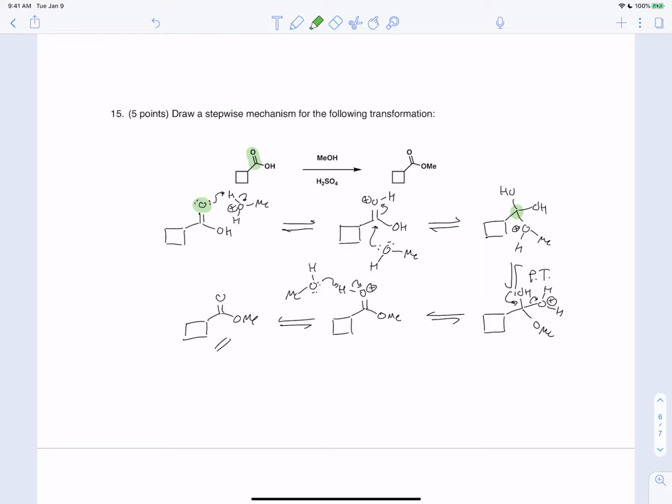Along the way, we want to keep the methoxy and lose water, so we need to have a proton transfer to make water into a good leaving group. Then the lone pair ejects water, and methanol from solution will be able to grab the protonated ester to give the Fischer esterification product.